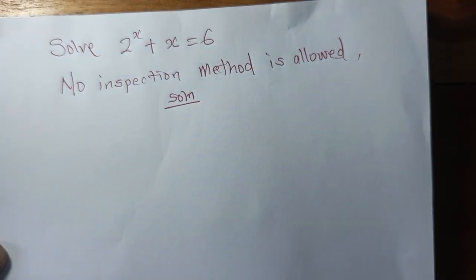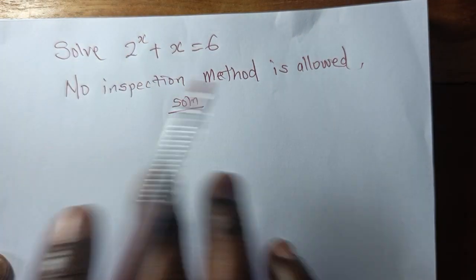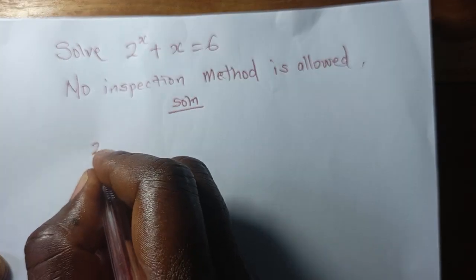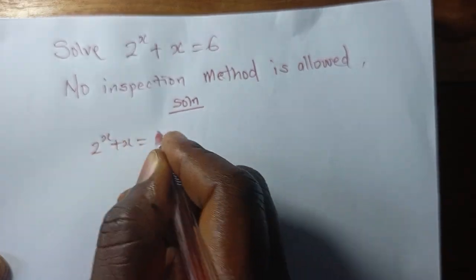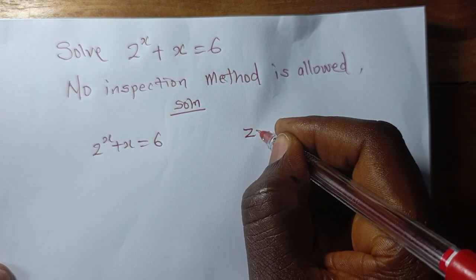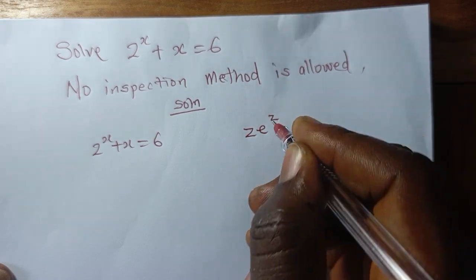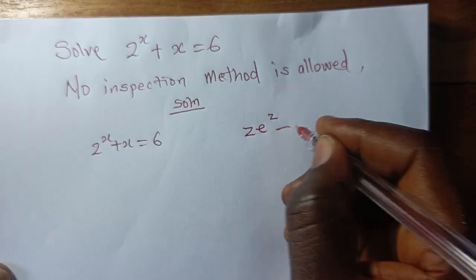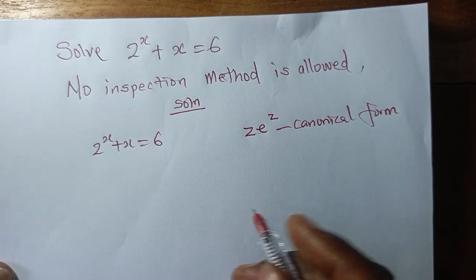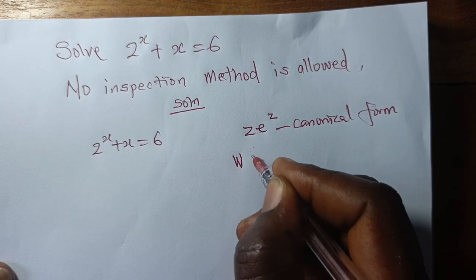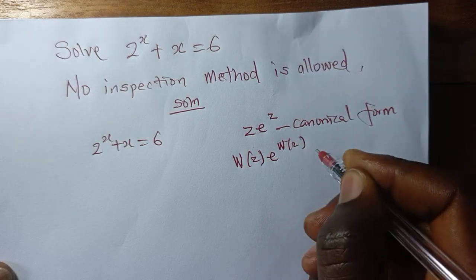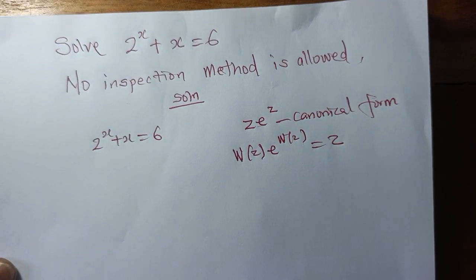Looking at this question, I know people can guess the answer here and they will guess correctly, but we are not to guess. So we have 2 raised to power x plus x equals 6. Then we have the special function, that is s multiplied by e raised to power s. When we apply the Lambert W function to this canonical form, we have the Lambert W function of s multiplied by e raised to power s, which will give us s, which is in canonical form.